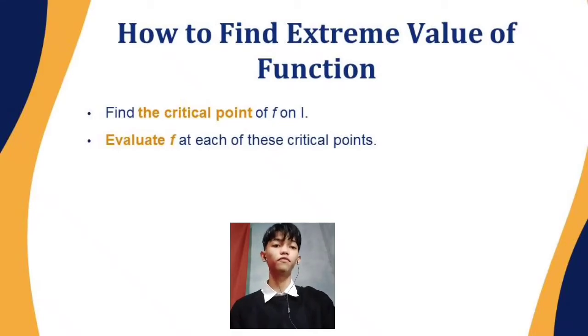So we can conclude that finding the extreme value of a function has two steps. The first step is to find the critical points of f on I, and the second step is to evaluate the value of f at each of these critical points. If that value of f is the biggest value, then that value is the maximum value of f. But if that value of f is the smallest value, then that value is the minimum value of f.